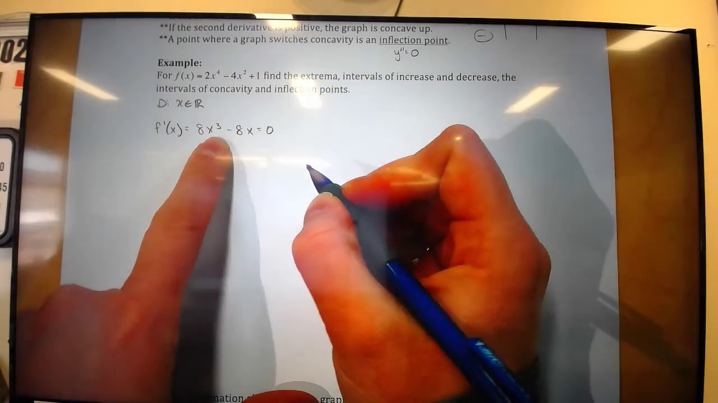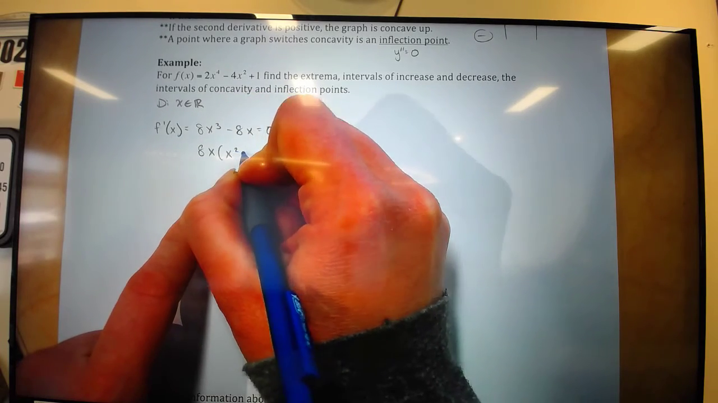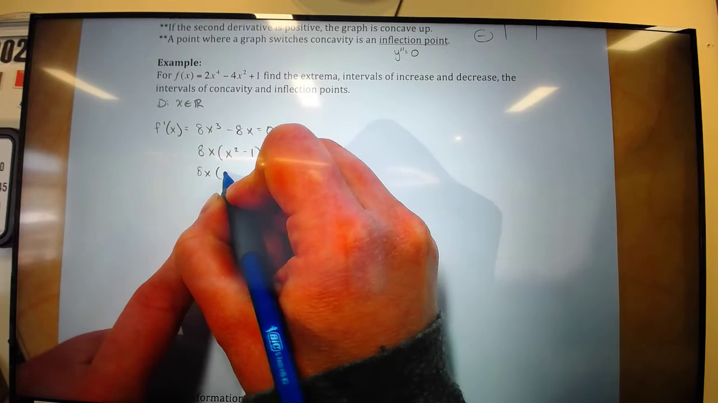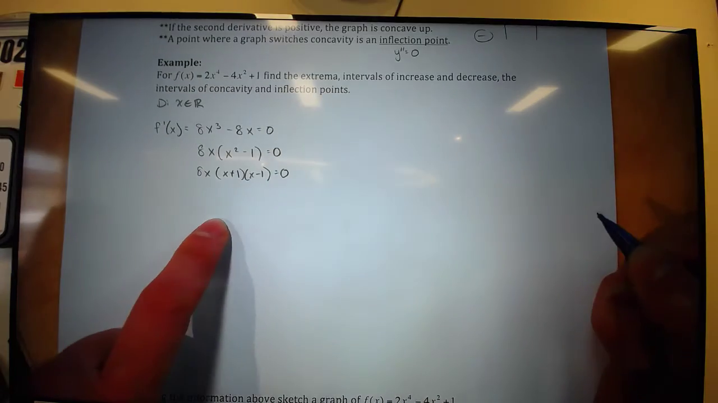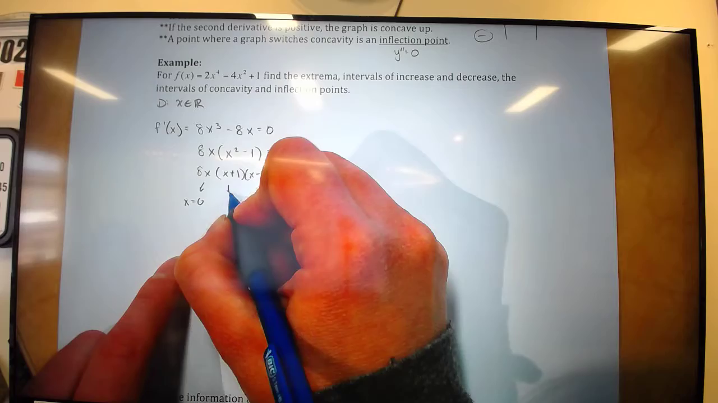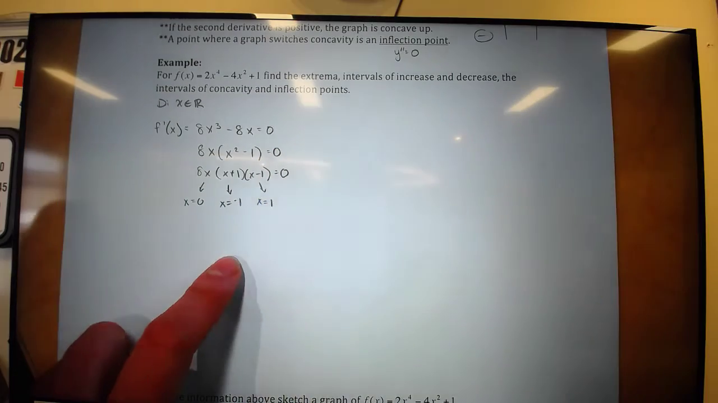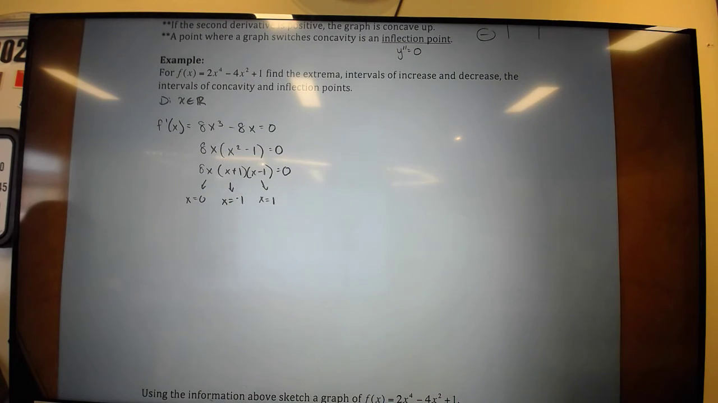So for this one, I'm going to factor out an 8x. So then I have x squared minus 1. That x squared minus 1 is going to factor into an x plus 1 and an x minus 1. And then from this, we can say, well, x is equal to 0, x is equal to negative 1, x is equal to positive 1. So there are our 3 points that things are going to change, okay?